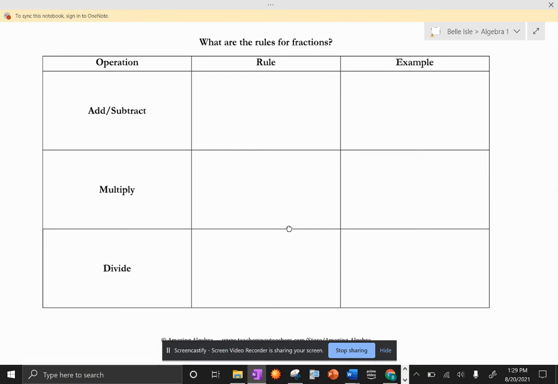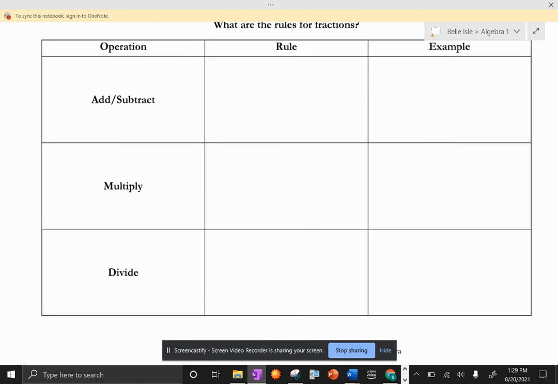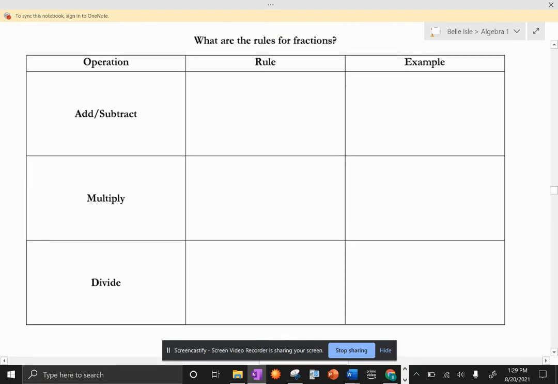So we are going to talk about rules for adding, subtracting, multiplying, and dividing fractions. Okay, and then I'm going to show you some examples. We're going to go through some practice.